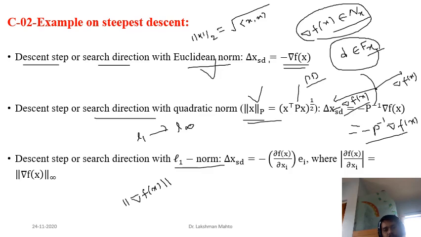So the dual norm of L1 is the L infinity norm. So we are finding the dual norm of the gradient with respect to this L1. That means the dual norm, which we denote by the norm of the gradient of f at x star, here the dual norm of L1 becomes the L infinity norm.